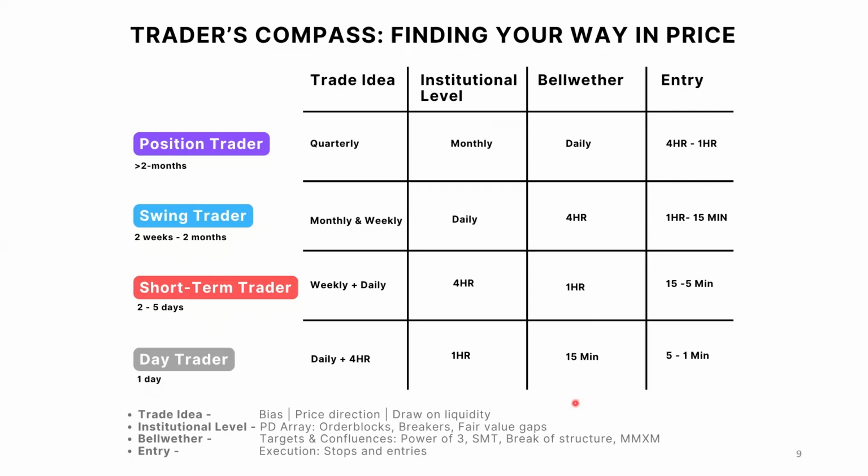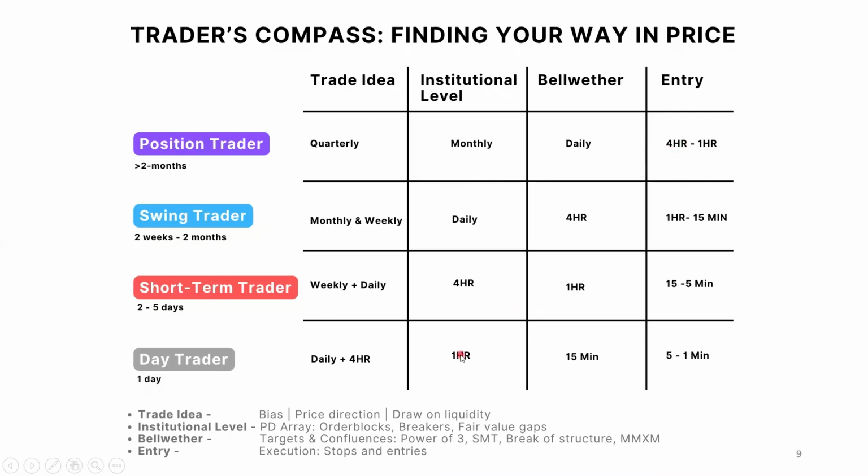Then the last is for entries. So I'd like us to understand clearly that these two areas here, the trade idea and the bellwether, are only for idea generation and refinement. And then this area here, the institutional level and the entry, are areas of execution. What do I mean? For a position trader, you can move from a monthly time frame to a 4-hour or 1-hour time frame for entries.